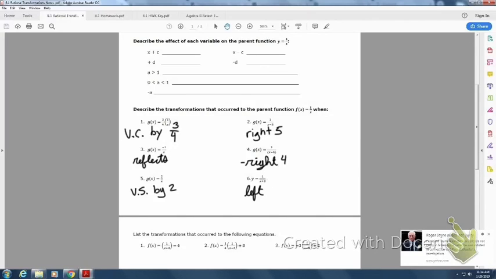Okay. Number 3, wouldn't there have to be parentheses and then the negative sign outside? Like, why is the negative?